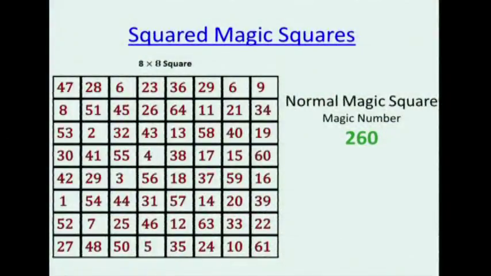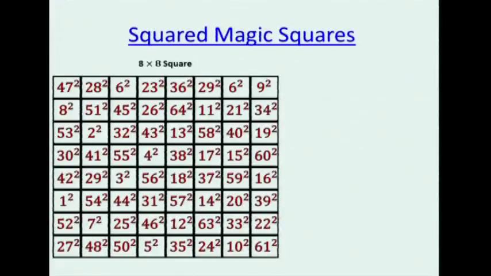Okay, so this is a magic square. It's normal. All the rows and columns and main diagonals add up to 260. When I square them, it's also a magic square. And the squared magic number is... that absolutely fascinates me, by the way.